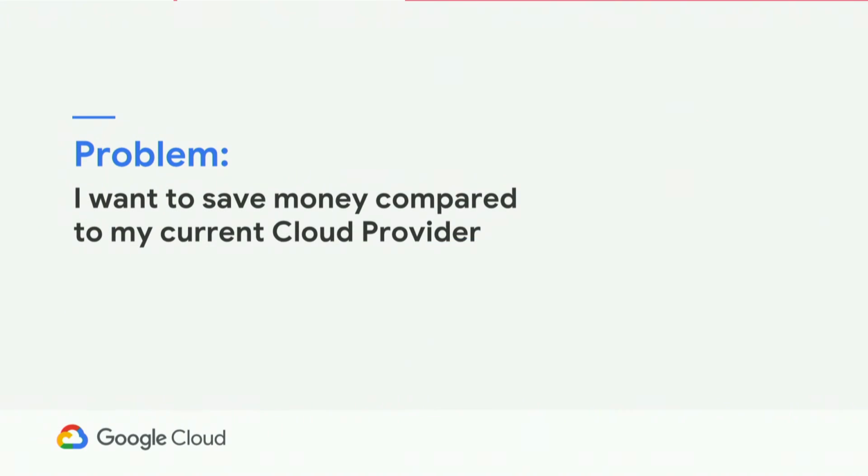So let's look at another problem. Maybe not on-prem, but what if I use a different cloud, right? And how could I save money compared to that other cloud for my GPU workload? Well, I think the best way to show you this is just another demo. So let's go back to the Google Cloud Console and show you what to do with this.